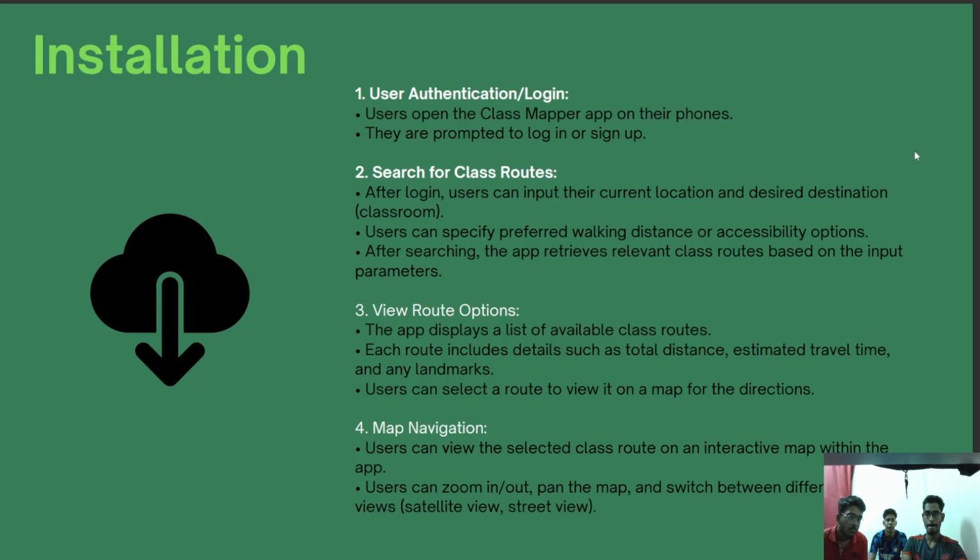Moving on, we have view route options. It displays a list of available class routes, and each route includes details such as total distance, estimated travel time, and any landmarks. Users can select a route to view it on a map or follow the directions. The last one is map navigation. Users can view the selected class route on an interactive map within the app, and they can zoom in, zoom out, pan the map, and switch between different map views: the first is satellite view, and the second is street view.